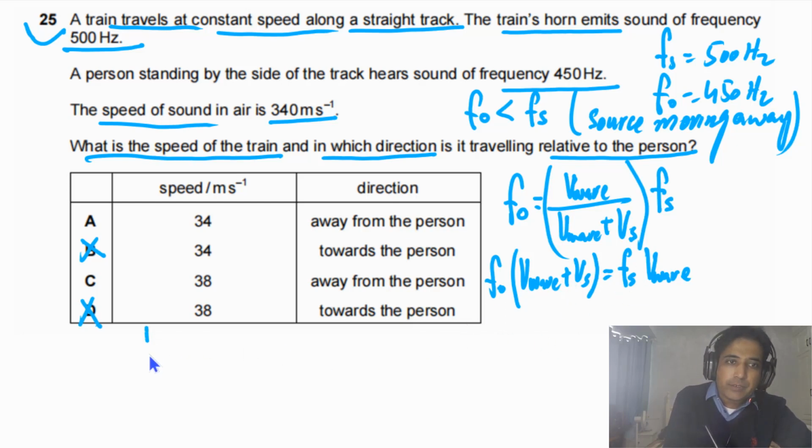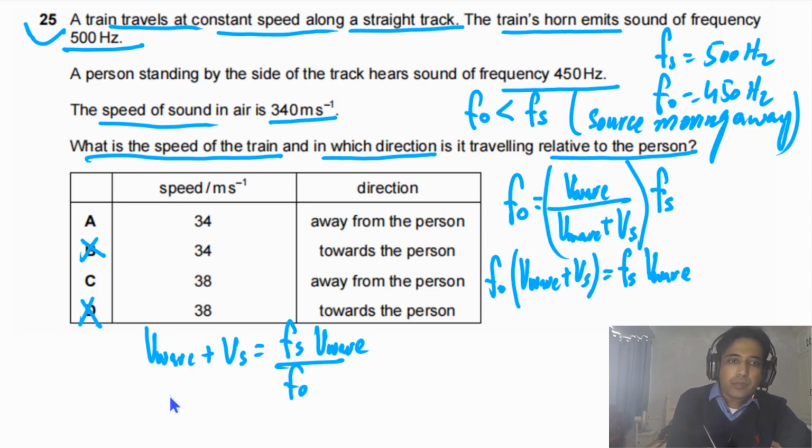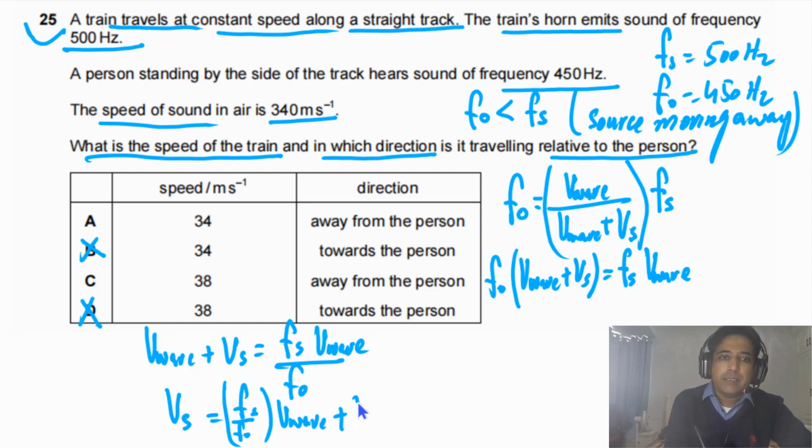So we can rewrite here, we can say speed of the wave plus speed of the source. This has to be equal to Fs, speed of the wave, divided by observed frequency. We are interested in Vs, so this has to be equal to Fs divided by F naught, multiplied by speed of the wave, and this side will be minus, so we can subtract the speed of the wave. So here we have speed of the wave. Now simply we need to plug in values and we can find out the speed of the source.